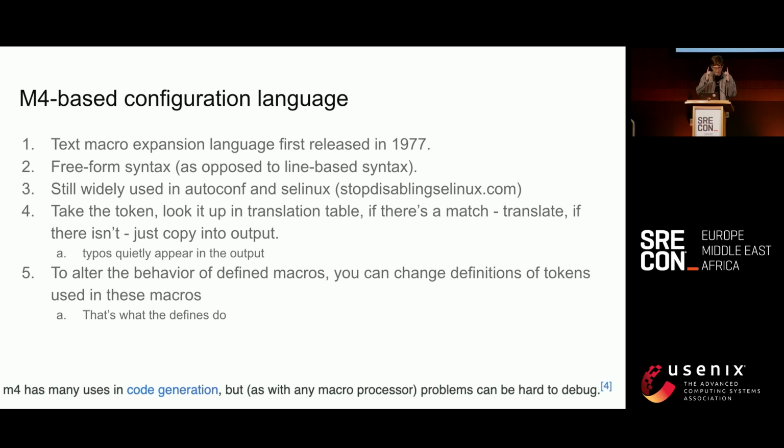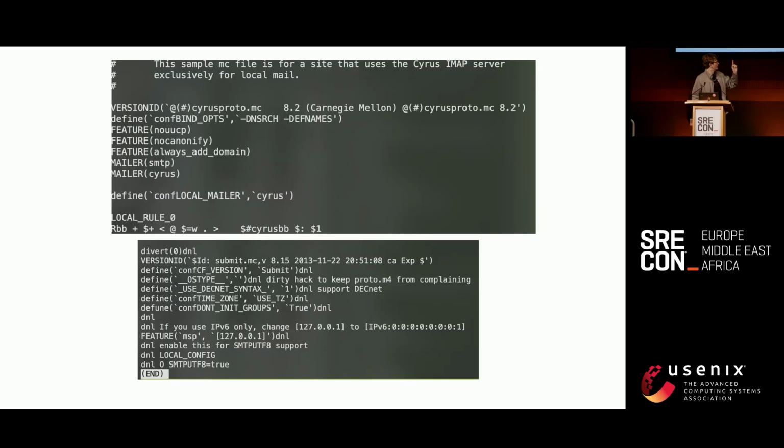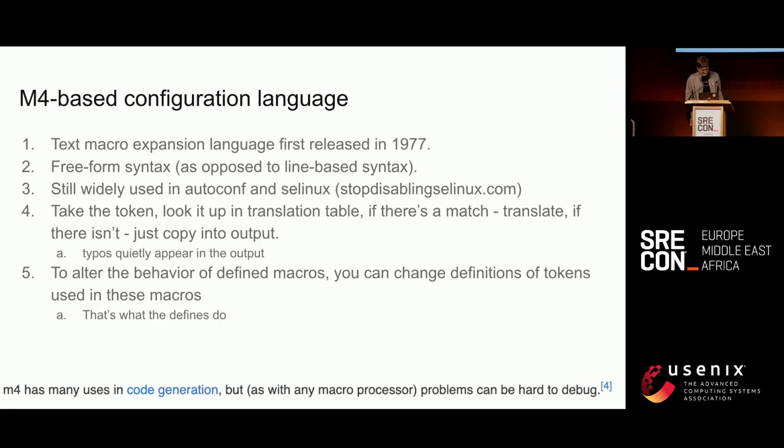Now, guess where the problem is? In the previous slide, I typed defune instead of define. So instead of altering the behavior, instead of setting this variable that I'm setting, it just emitted it into the output, right? And it never shows you any error. The error you will see, sometimes, if it is egregiously wrong and you try to run sendmail with it. Anyway, so that's the thing.